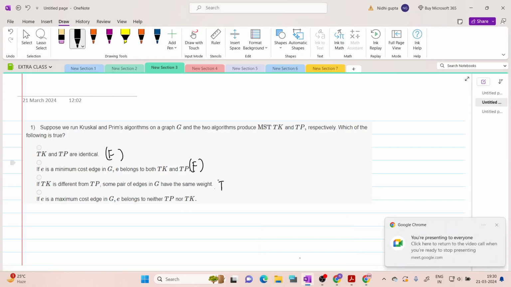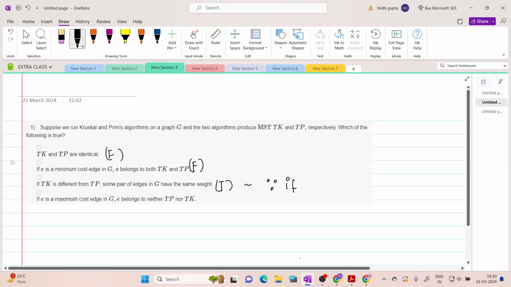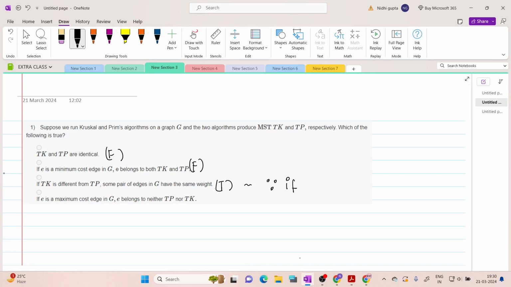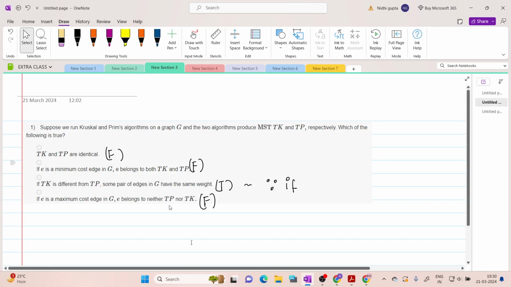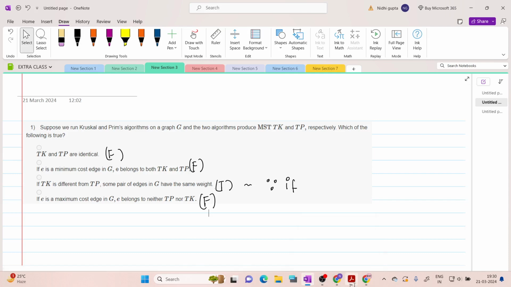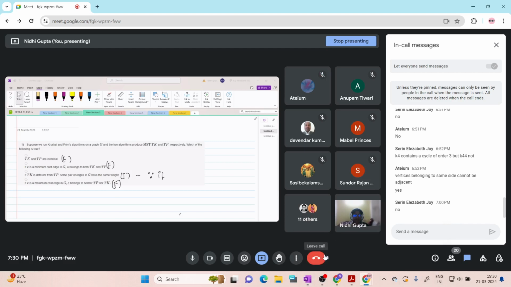And what about the last statement? False. Okay. So the third statement is true. So false: if E is a maximum cost edge in G, E belongs to neither TP nor TK. So you are saying it is false. Why is it false? If the maximum cost edge is a bridge edge, then it has to be in the spanning tree. Yes, you are right. So basically, if we have some maximum cost edge which is a bridge or which is not contained in any of the cycles, then it has to be there in every spanning tree. So therefore it is false.